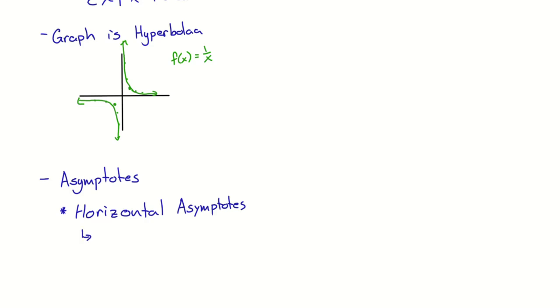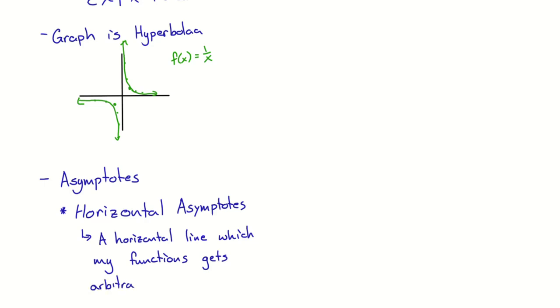For these, we are thinking of a horizontal line, a horizontal line which my function gets arbitrarily close to, and we're going to pause there for just a second. If I say arbitrarily, what on earth does that mean?